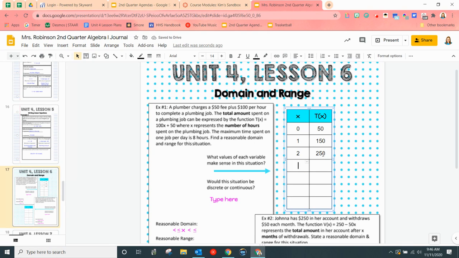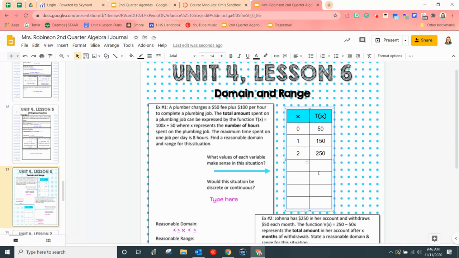So do you see what it's changing by for every single hour? It's changing by $100, isn't it? Because it goes up from 50 to 150 to 250. That's what it should be changing by because that's the slope. That's what's in front of x. Slope is rate of change. That's why slope is called rate of change.